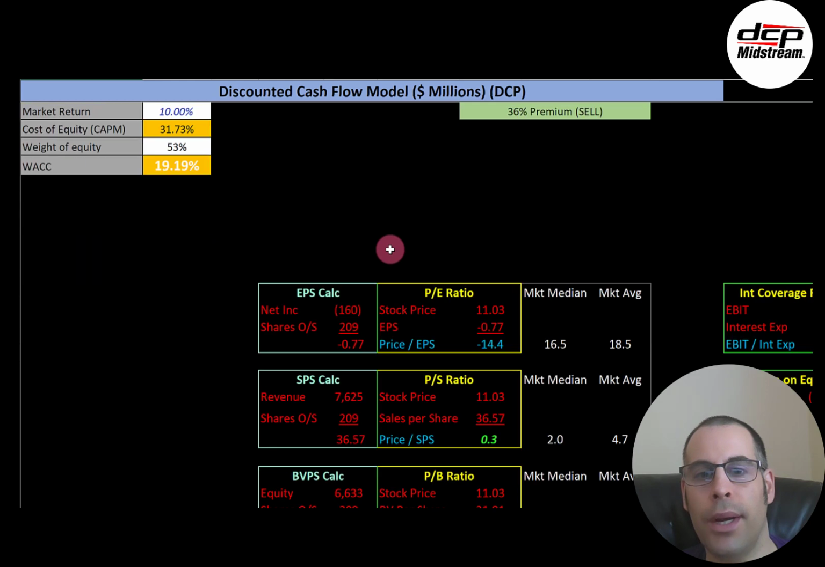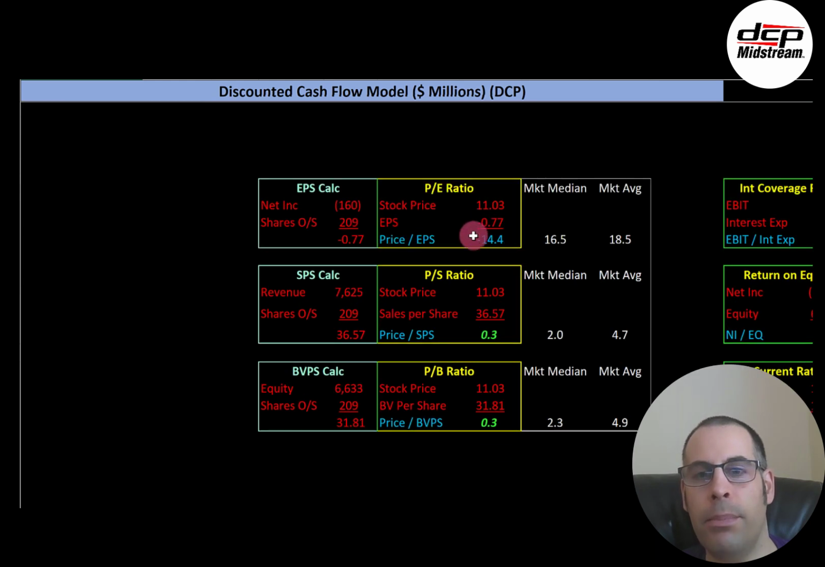Let's look at the financial ratios. They have a negative PE. The median is 16.5. The average for the entire market is 18.5. PE is stock price over earnings per share. To calculate earnings per share, that's net income over shares outstanding. I like to see below 15. They're at negative 14.4 because they have negative net income.